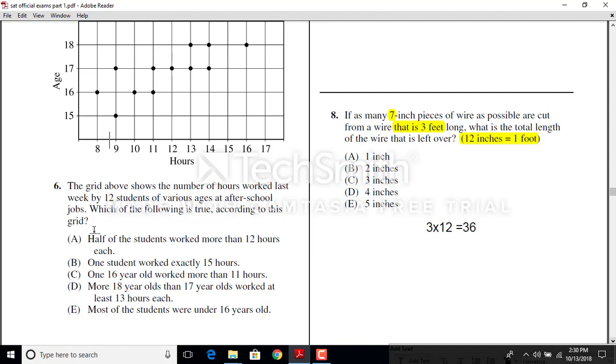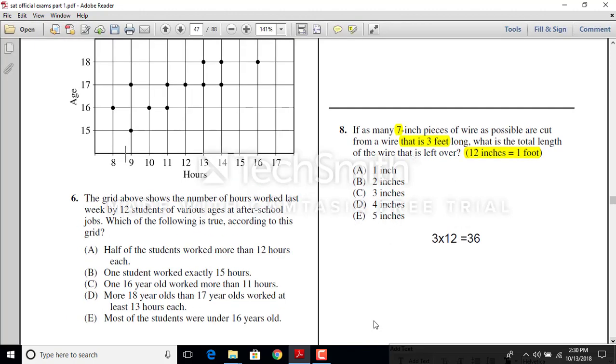Fine. Let's read the first one. Half of the students worked more than 12 hours each. Fine, let's go to the hours, here 12 hours. If they worked more than 12 hours, I'm going to start from 13. Let's count the students who worked more than 12 hours.